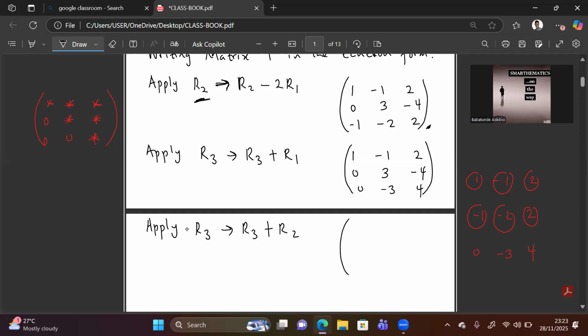So now, I'm not changing my R1 and my R2. So I will write them: 1, minus 1, 2. Okay, let me clean that. So we have 1, minus 1, and 2. So we have 0, 3, minus 4. So it's my R3 I'm changing. So now I want to change R3 by adding R3 and R2.